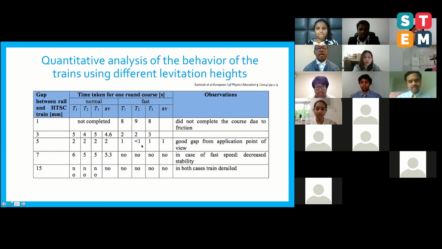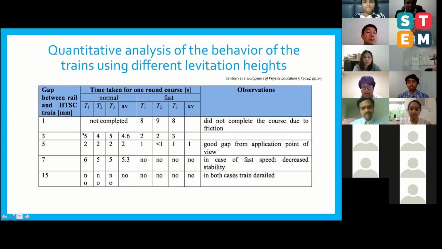And as you can see, this is such an important factor, because at 1 millimeter the trials were not even completed, because of such a minimal gap and the friction, the trains would just stop there. And from 7 to 15 millimeters, it was just impossible to conduct those trials, because due to zero stability, the trains would just fall out. So that's a very nice question. In terms of speed, it was all 2 seconds, and sometimes less than 1 second.